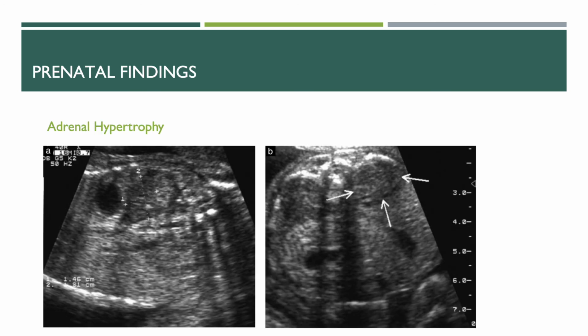These images show an example of adrenal hypertrophy in a fetus. You can also see that the cortex is hypoechoic compared to a normal adrenal gland in a fetus. This sign is important to look out for, as in males they will typically have normal appearing genitalia on ultrasound, so this will be the only sign.